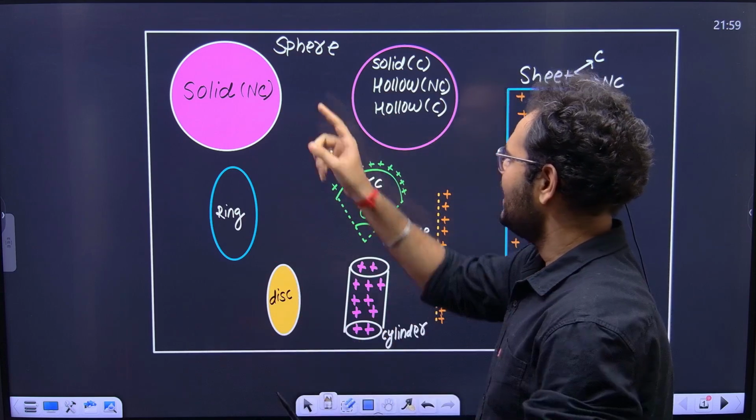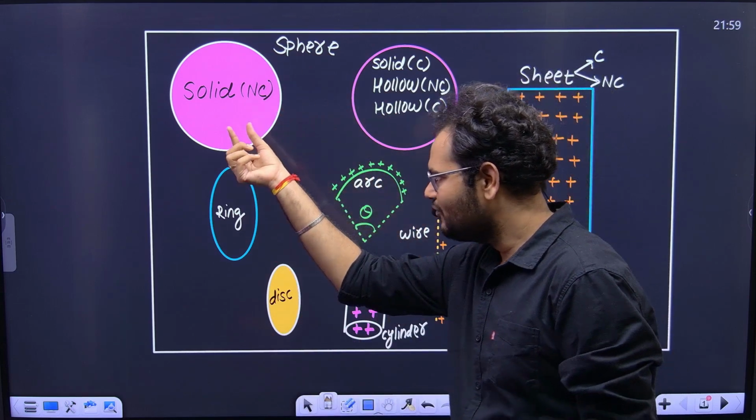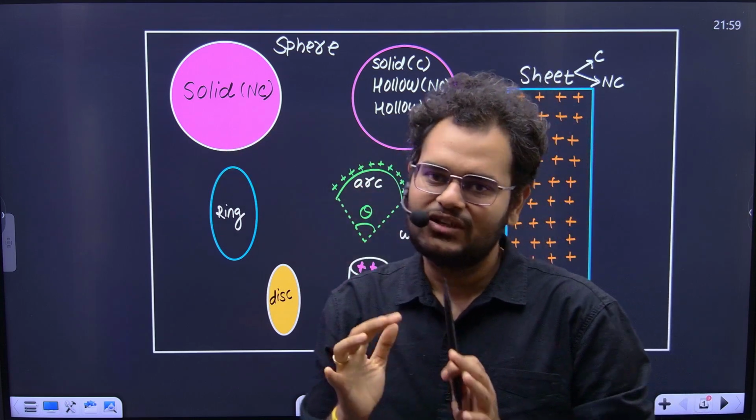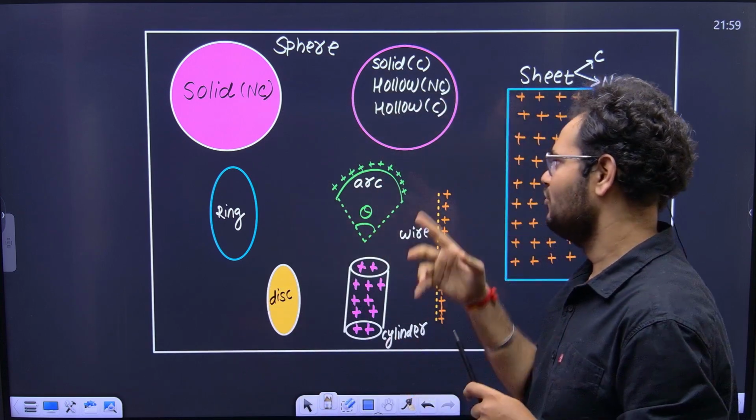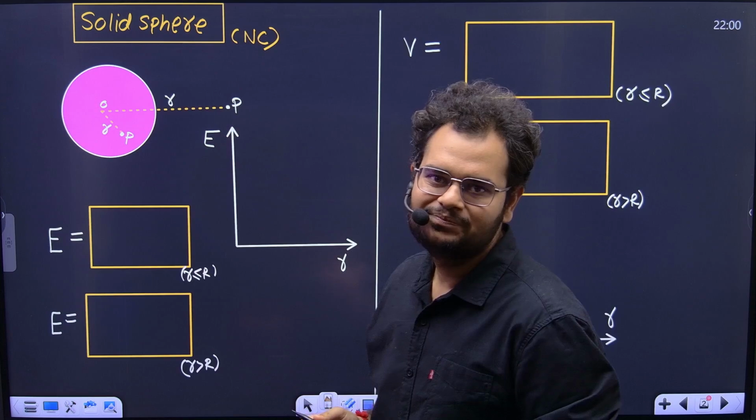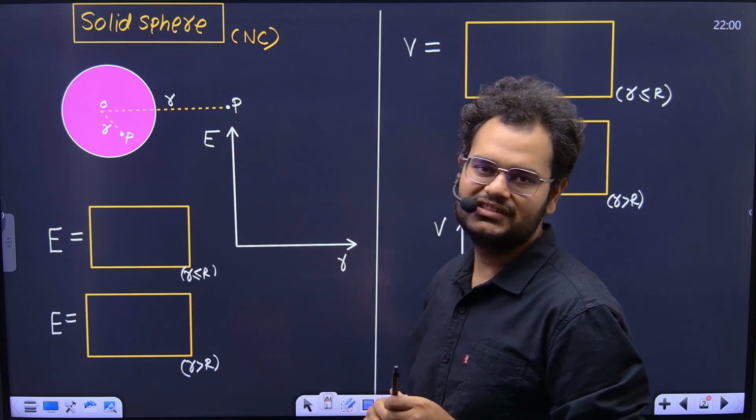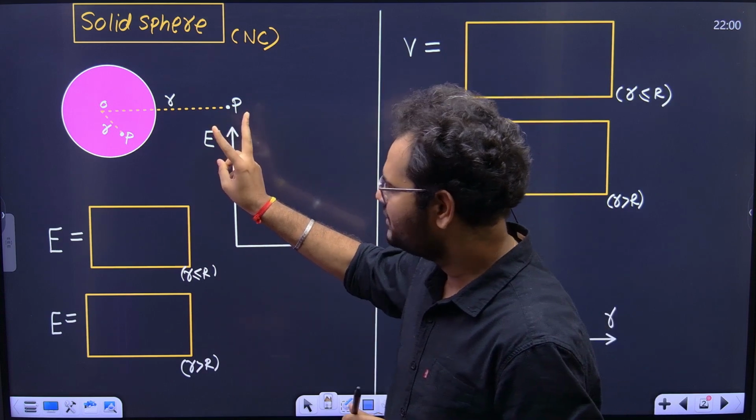First, I will discuss the sphere. Sphere is divided into two categories. One is solid non-conducting, and the other category is one in which all behave similarly: solid conducting, hollow conducting and hollow non-conducting. For solid non-conducting, I am interested in finding the electrical field at point P at a distance r. What is the formula? Two things you have to remember.